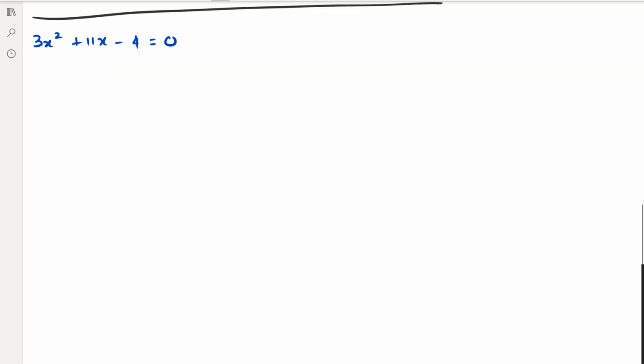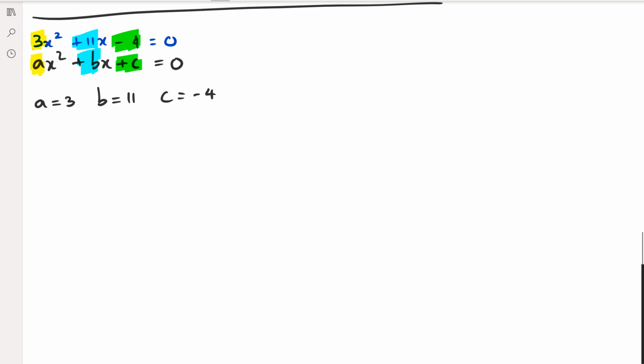So this is the next question here, 3x squared plus 11x minus 4 equals 0. So what I'm going to do is put ax squared plus bx plus c again before getting started. So I've got my a value here, which is equal to 3. My b value is equal to 11. And my c value equals minus 4. Okay, so let's just write that down. So a equals 3, b equals 11, c equals minus 4.